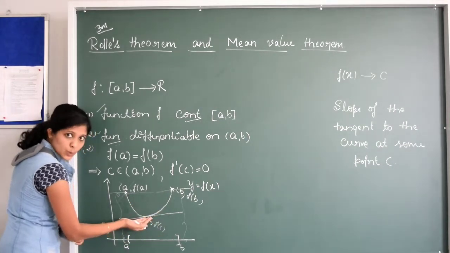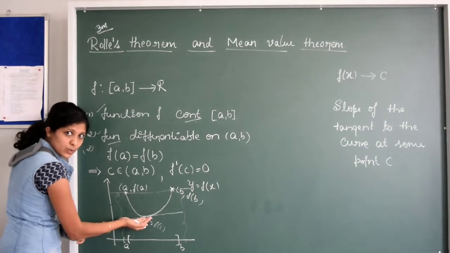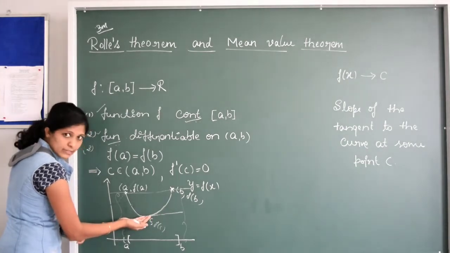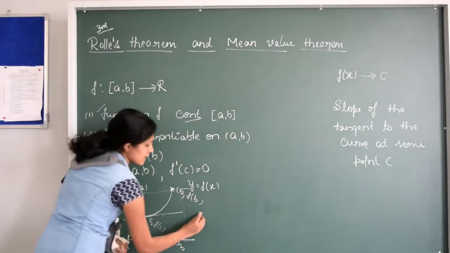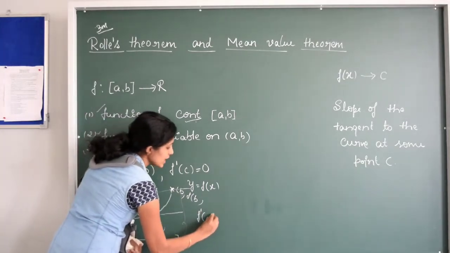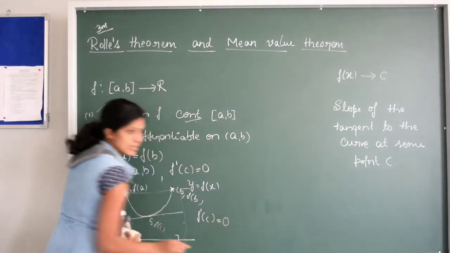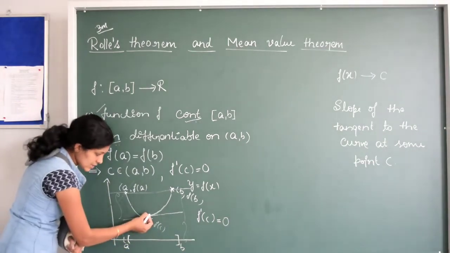So what will be the slope of this? Obviously it will be equal to 0, right? The slope of this line will be equal to 0 because the line is parallel to the x-axis. Like this we can say that f dash of C will be equal to 0. Is it clear?